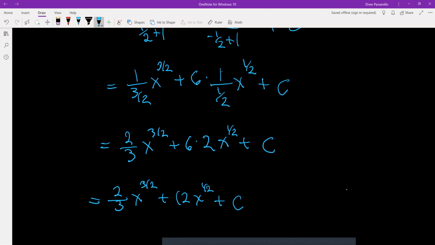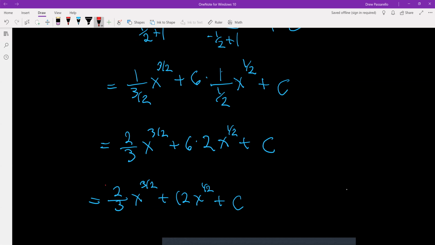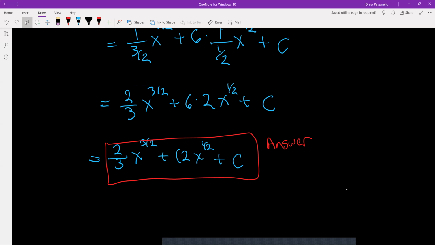And that's it. I'm fine with that being the answer. You could try to rewrite it if you want. So I believe the textbook actually has this as the answer. You could try to do some factoring if you want. Like I could factor out an x to the 1/2 and maybe a 2, but it's just going to be rewriting the same thing. So I'm going to keep it like that.